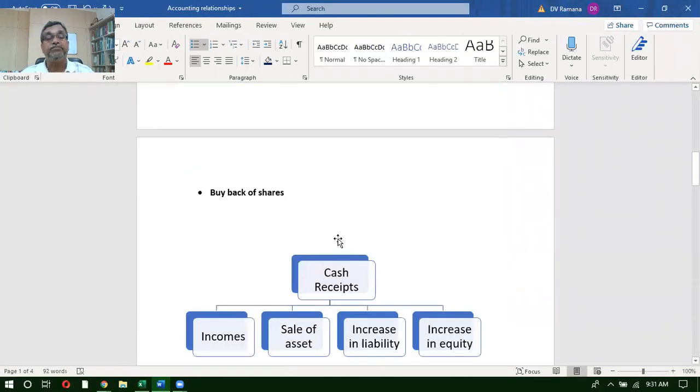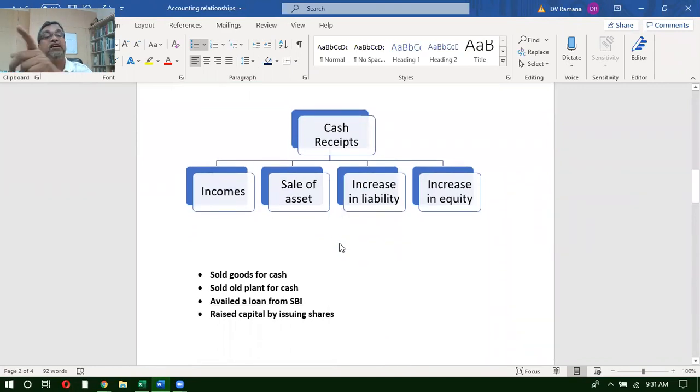The second item we will take is cash receipts. There we saw cash payments. Now we'll see cash receipts. The company may receive cash maybe because it's an income, or maybe because of the sale of assets, where they sold some old assets. Or the company might have borrowed money, an increase in liability, or the company might have raised capital, which is an increase in equity.